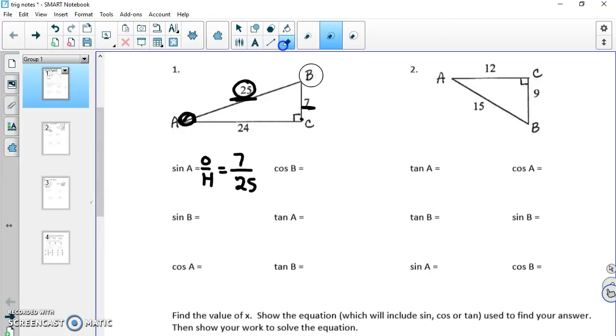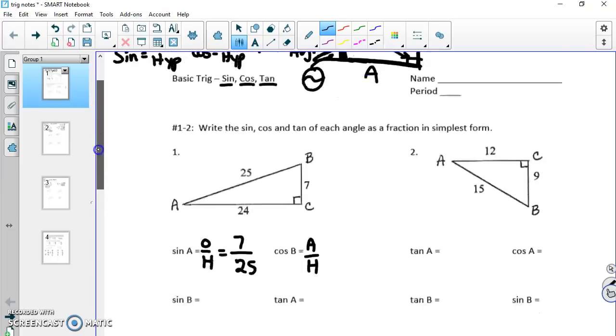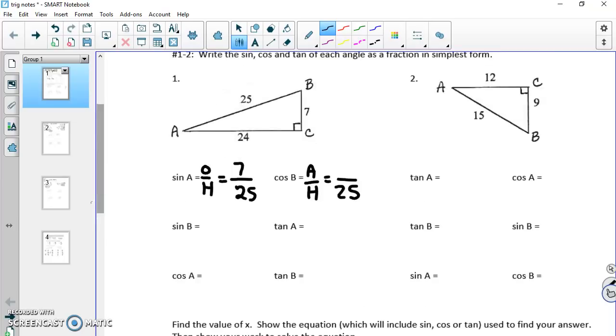Now, let's look at the next one. It says cosine of angle B. So cosine is A over H, right? If you go back to SOHCAHTOA, that means we need to look at the adjacent side divided by the hypotenuse side. Now, like I just got through saying, the hypotenuse side is always, in this triangle, 25. That ain't changing. What will change are the adjacent and opposite sides depending on what angle we're dealing with. So we're looking at the cosine of angle B, which means we're looking up here.